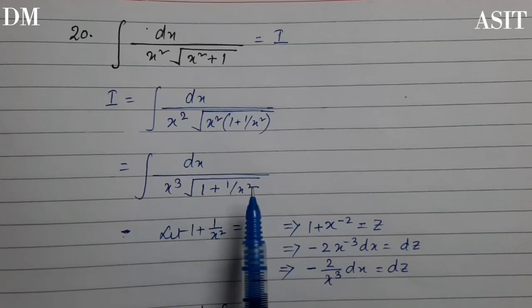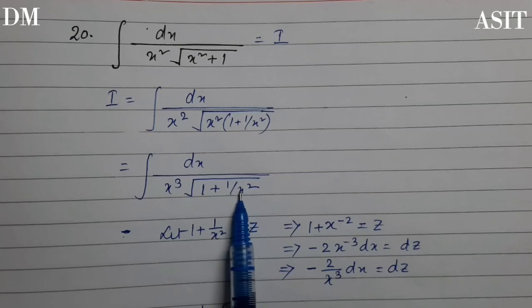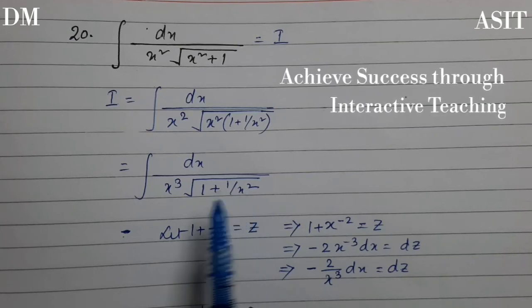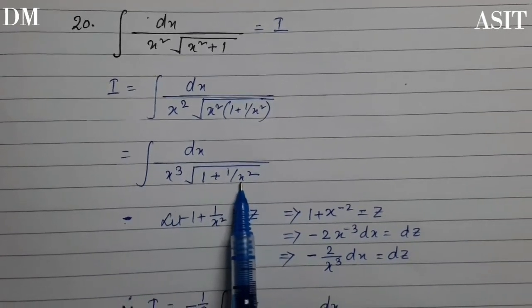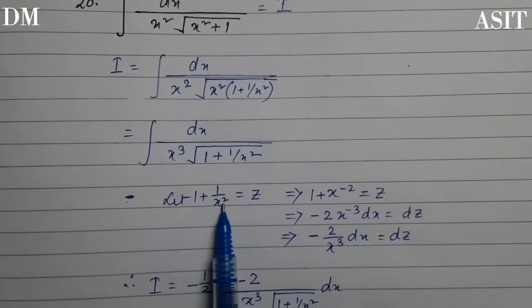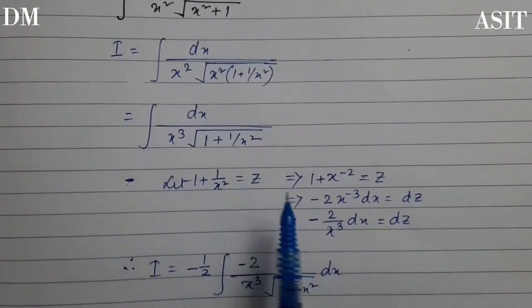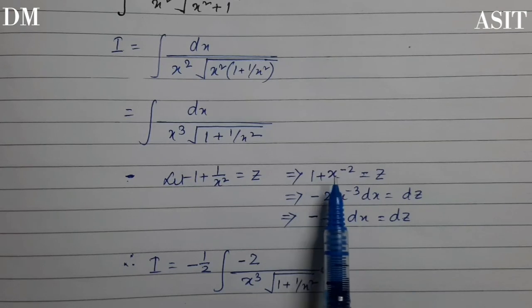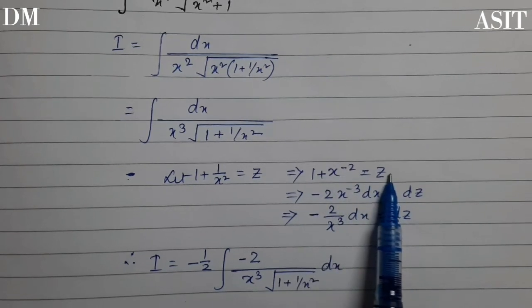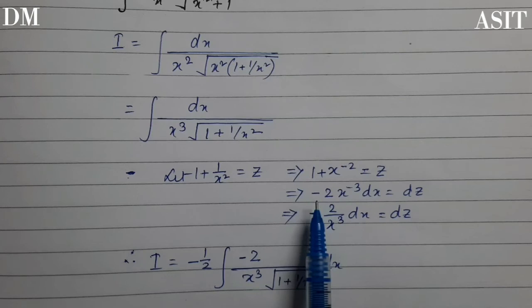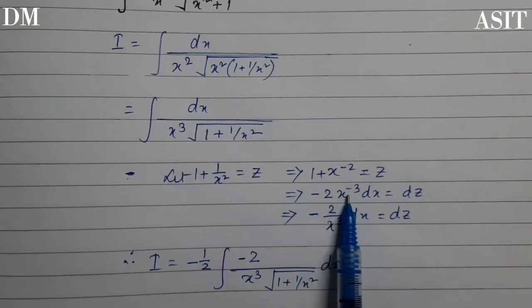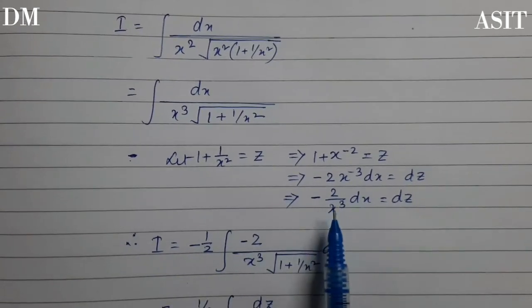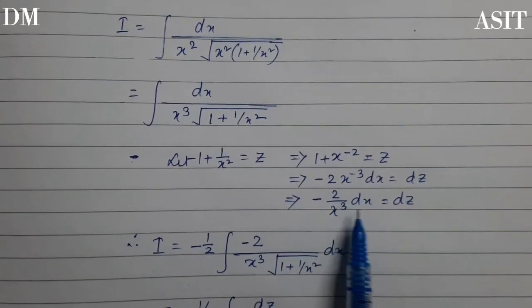Now if I differentiate 1 by x square, the power will decrease, so it will be 1 by x cube. So instead of taking 1 by x square, I will take 1 plus 1 by x square as z. So this will be 1 plus x to the power minus 2 equals to z. Now if we differentiate, it will be minus 2x to the power minus 3. See, the power decreased and it will become minus 2 by x cube dx equals to dz.